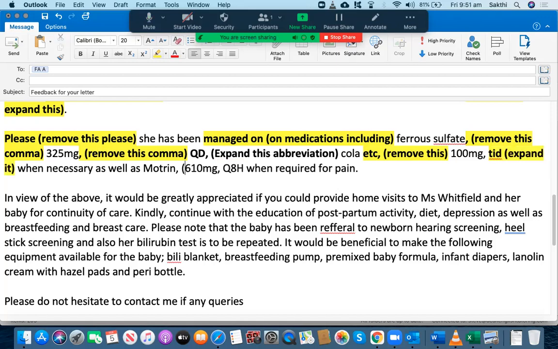Again, remove the comma. You only need to place a comma between two medications. All right, do not give a comma between the name of the medication, dosage, and frequency. Do not do that, please. Expand it. And again, this one.